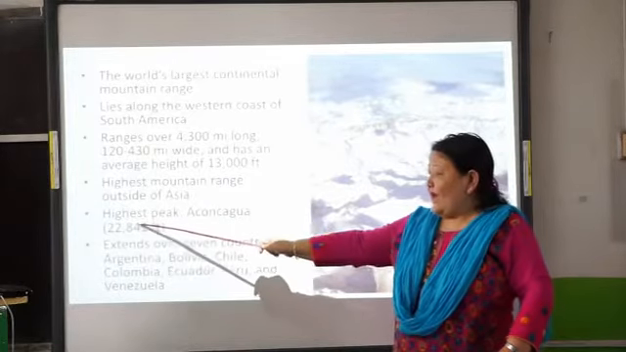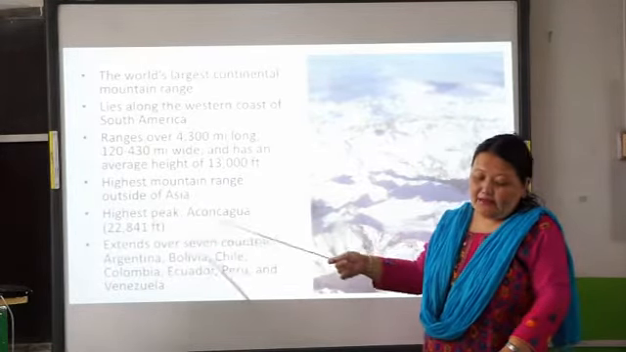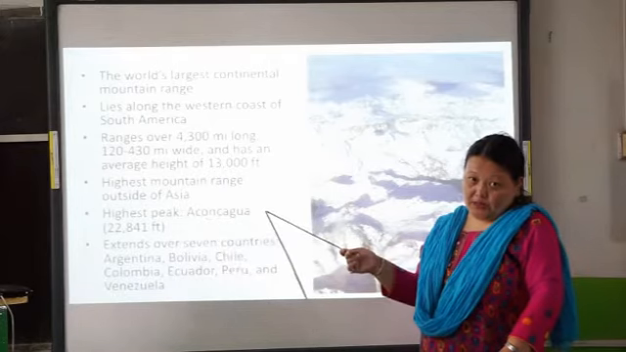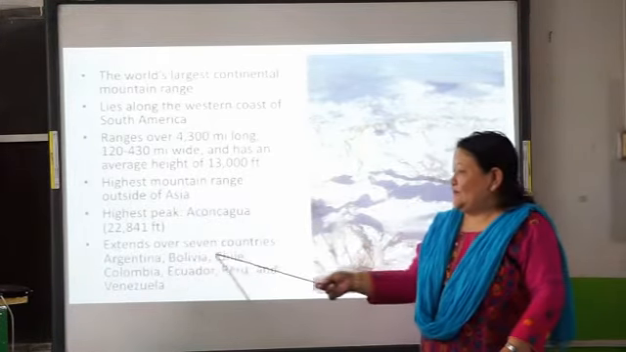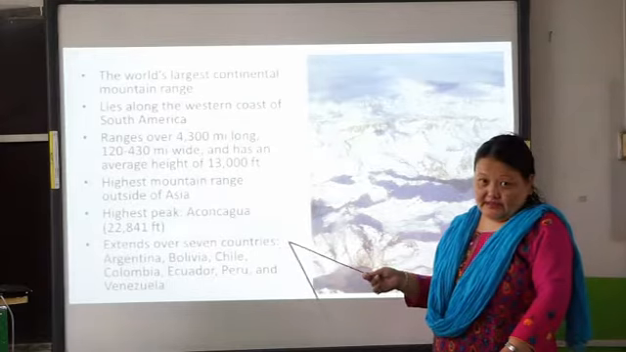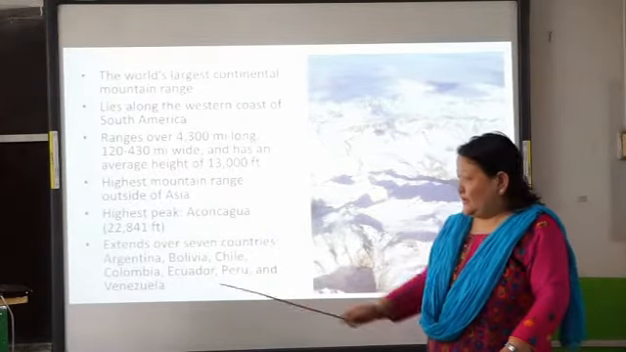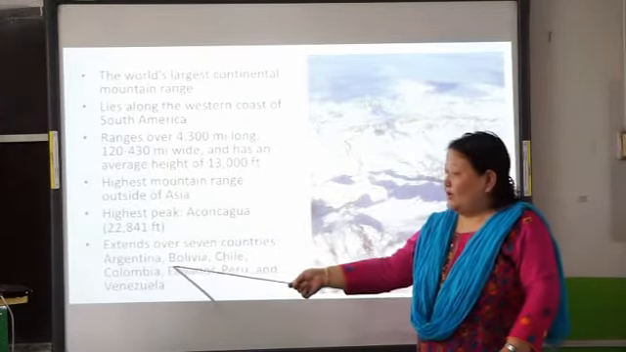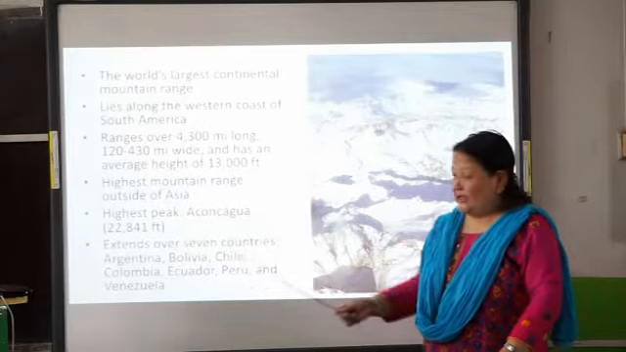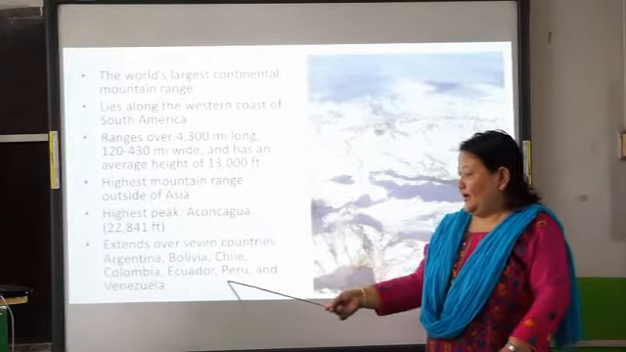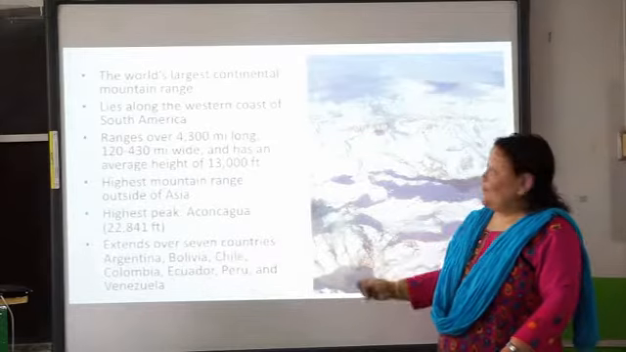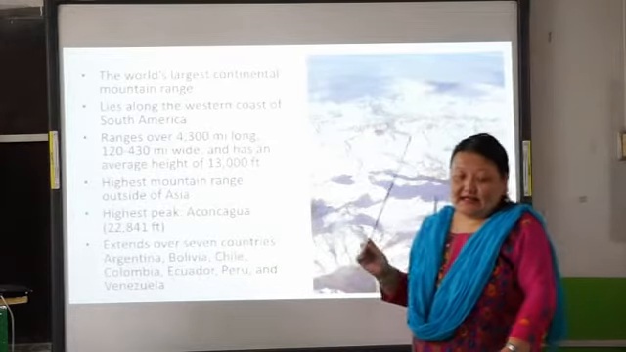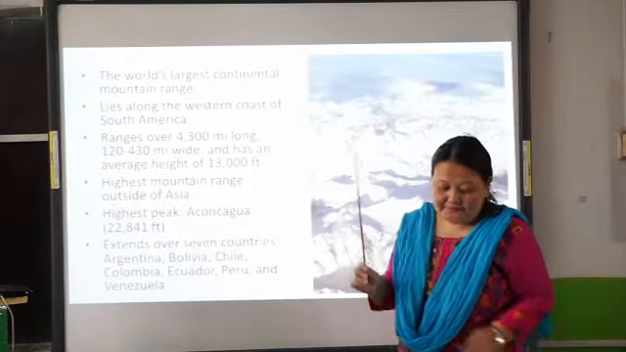So there is also one of the highest peaks, okay, by the name of Mount Aconcagua, found on the Andes itself, and it extends over 7 countries because it runs right from north to the south: Argentina, Bolivia, Chile, Colombia, Ecuador, Peru and Venezuela. So these are the countries over which your Andes mountains pass, okay?